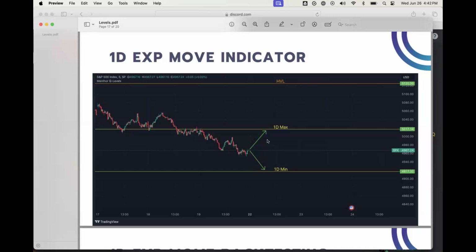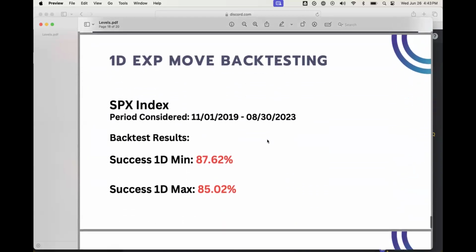The volatility indicator essentially is not really a directional indicator, but more like showing you how you should position yourself for the day, right? So how much can you make and how much can you lose? It's also a good indicator because it allows you to trade based on the volatility. So if the price reaches the 1 day max, you know that you have a higher chance that there could be a retracement towards the midpoint. The same happens at the 1 day minimum, and we can look at some backtesting results.